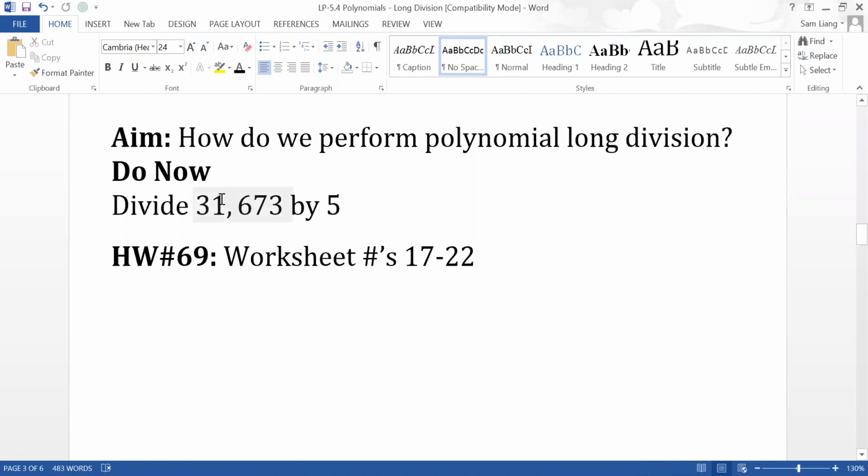So not polynomials just yet, but you're going to see it's the same algorithm. So 31,673, divide that by 5. I'll give you all a minute to do so, and then we will discuss.